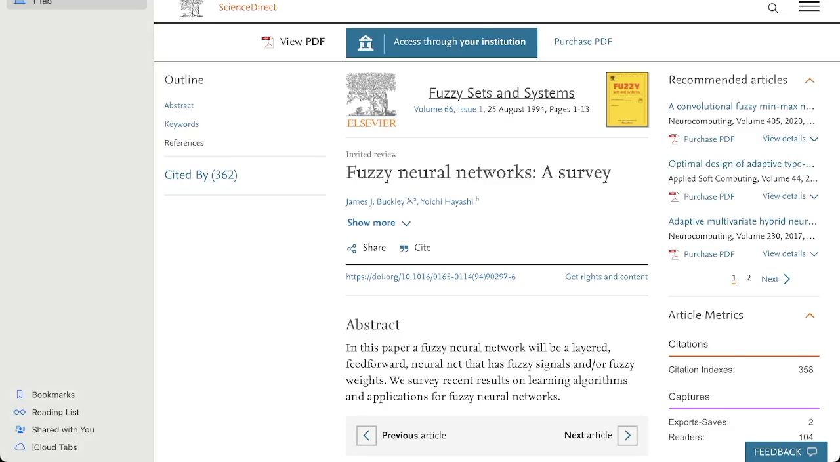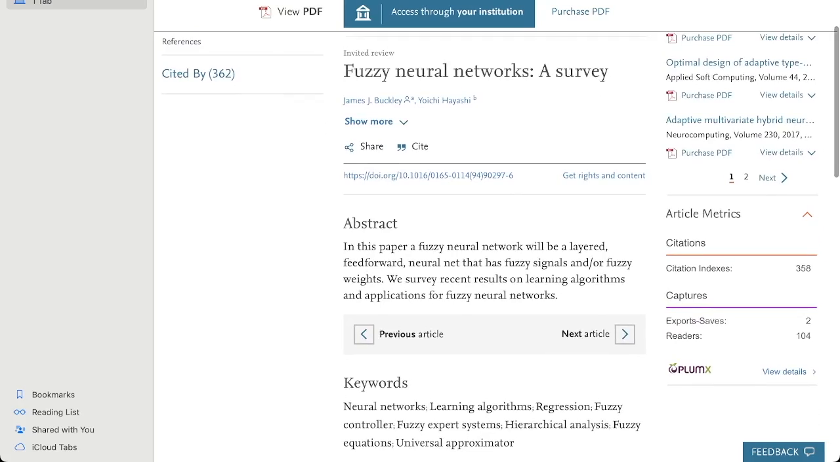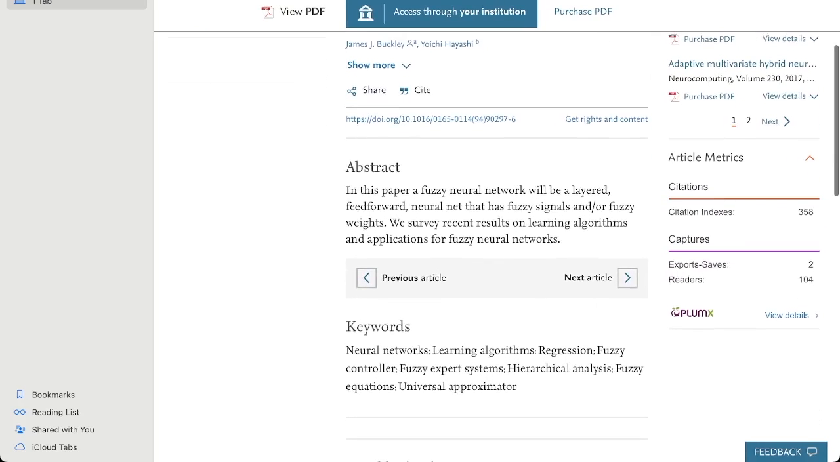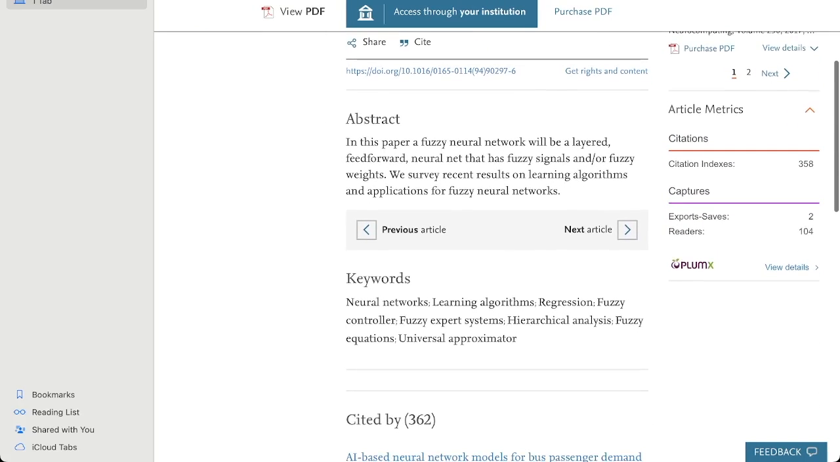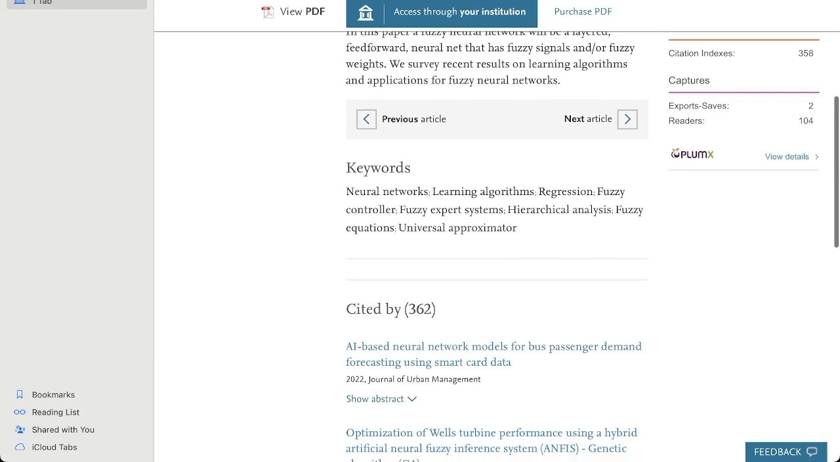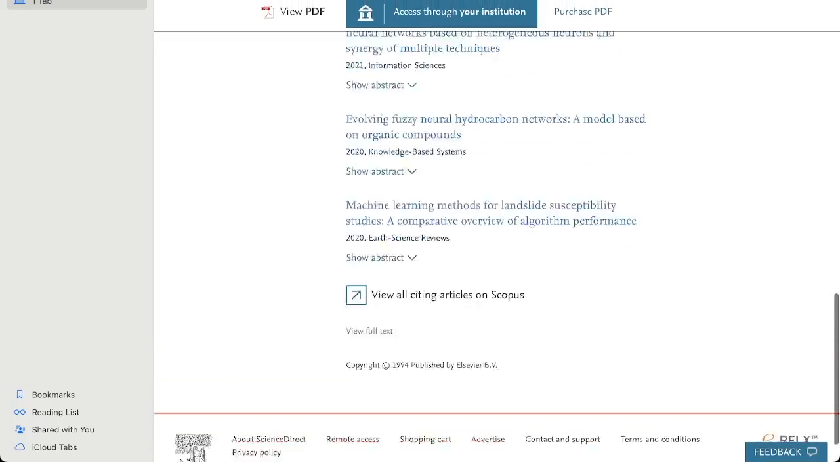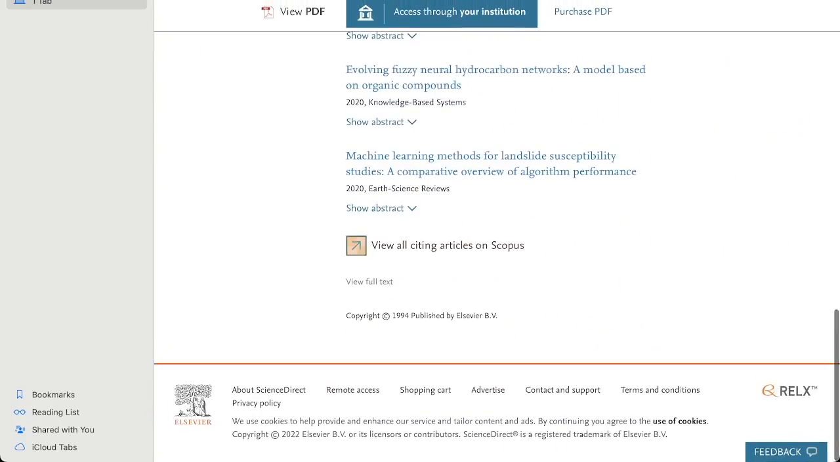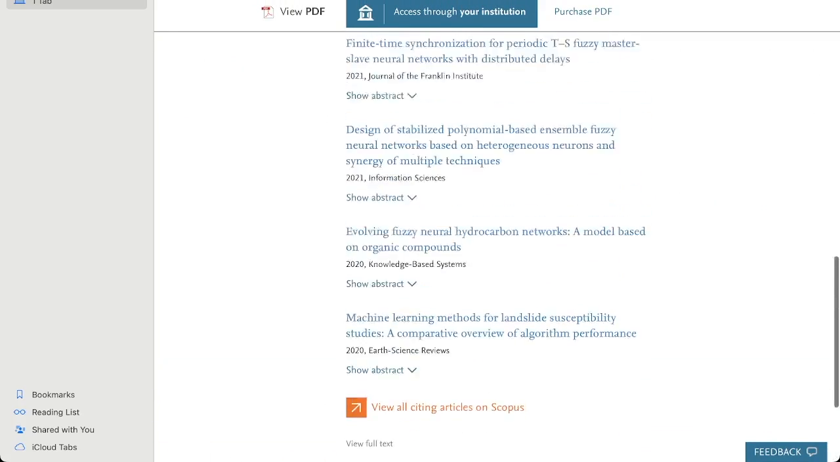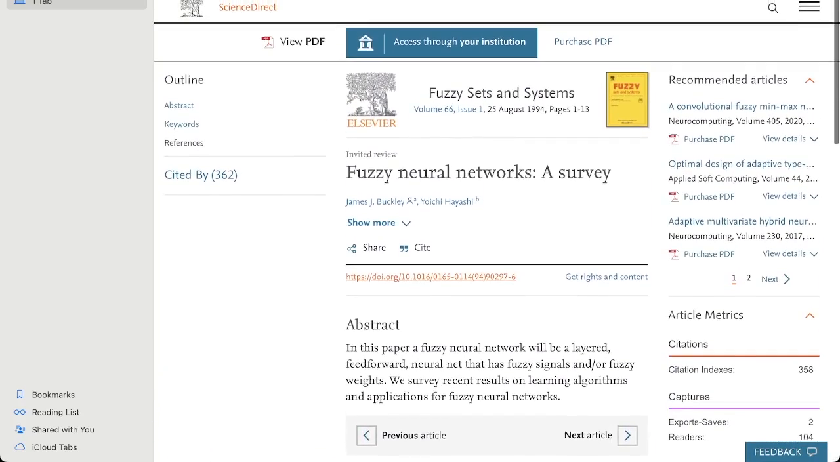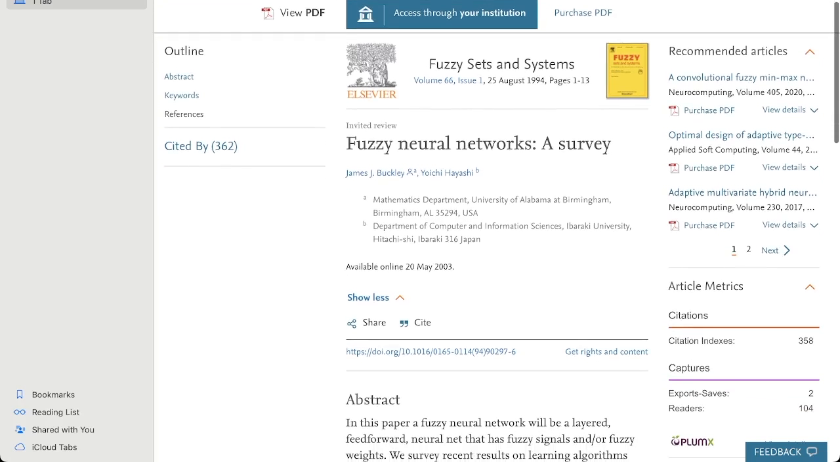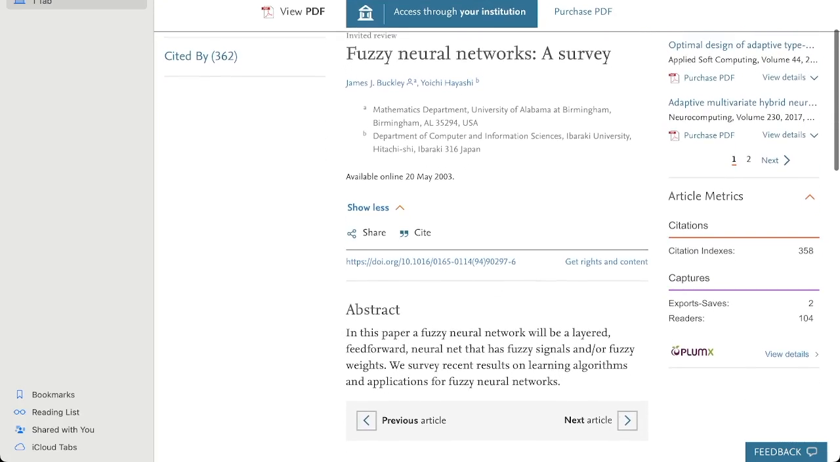And I went to Fuzzy Neural Networks, a survey, which I can't download, because in the video here I just highlighted it and said recently in a survey, learning about algorithms and applications of fuzzy neural networks. It says for regression, fuzzy systems, and more. I went down there and just went up and down trying to find a DOI. I saw the DOI a little bit later and clicked on it, but it just brought me back to academia.